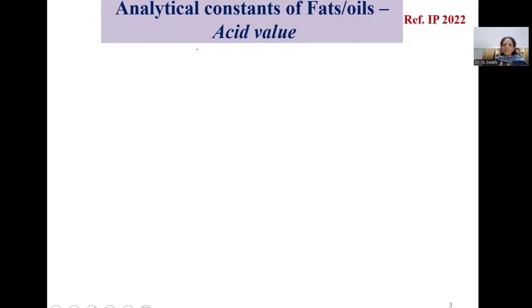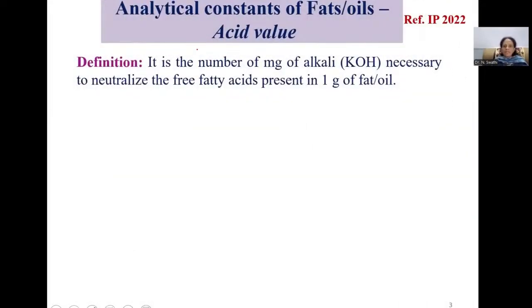Whatever information on analytical constants I provide in this module, in terms of definitions and procedures, is taken from IP 2022. Now the definition for acid value is: it is the number of milligrams of alkali, that is potassium hydroxide, which is necessary to neutralize the free fatty acids present in 1 gram of fat or oil.